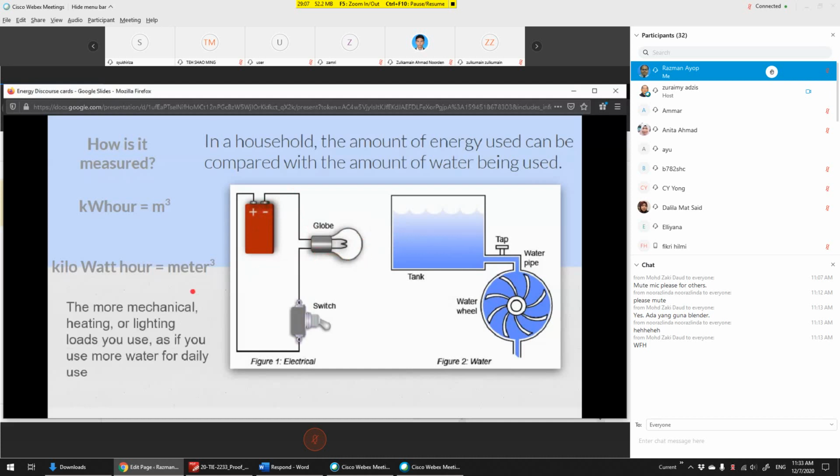So in other words, the more mechanical or heating or lighting loads you use, it is as if you use more water if you compare it with water. So that's why I share with you this slide.